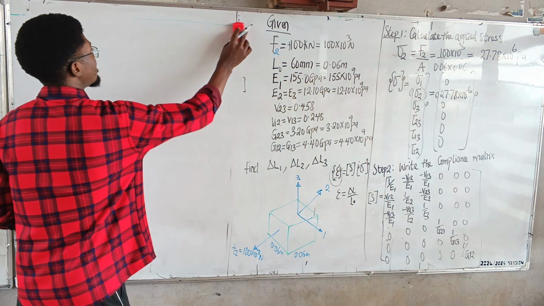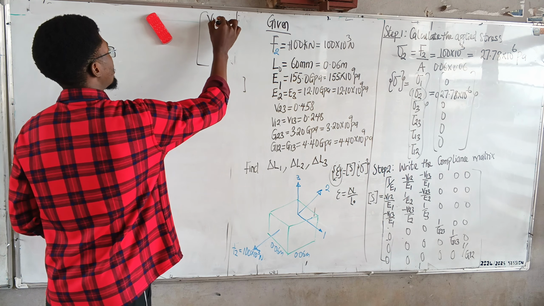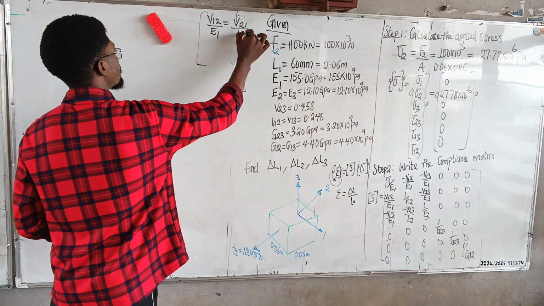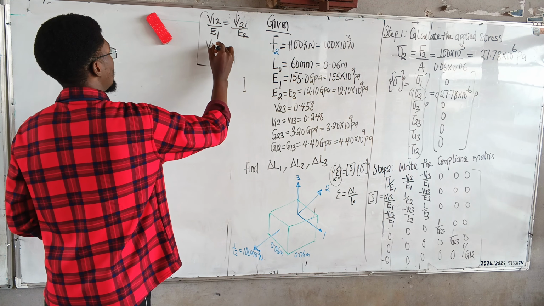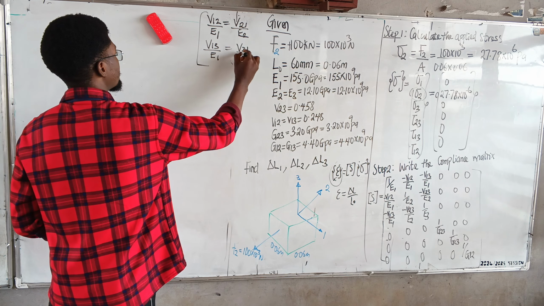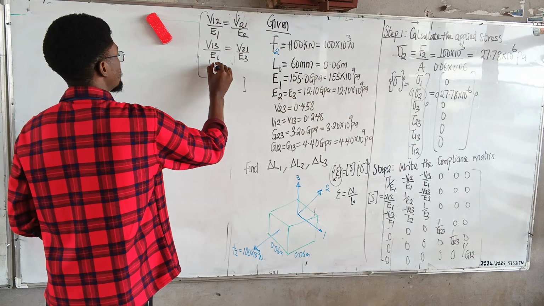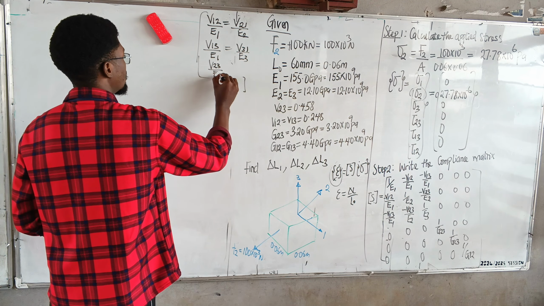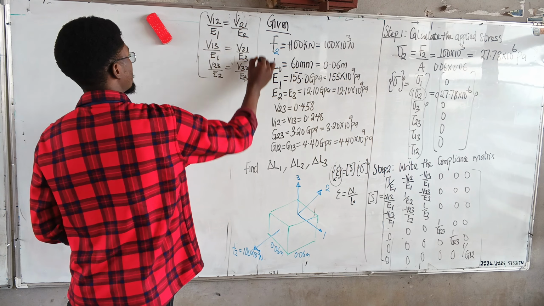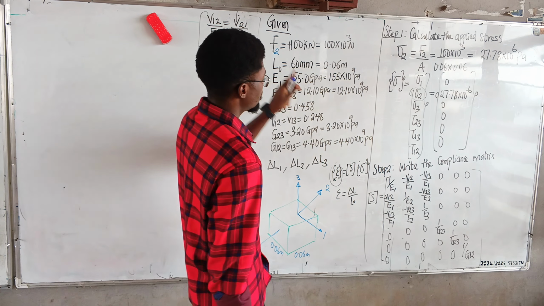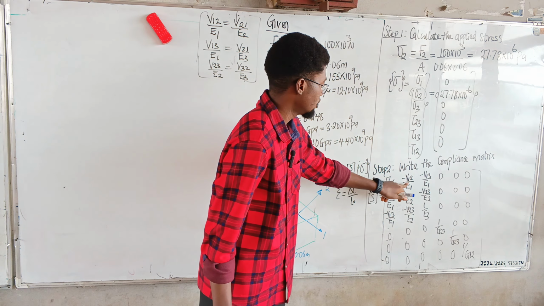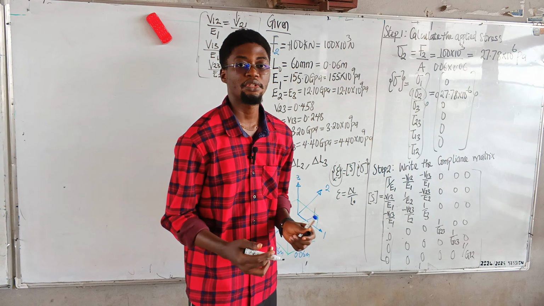So for reciprocity, we said that V12 over E1 is equal to V21 over E2. We also said V13 over E1 is equal to V31 over E3, and V23 over E2 is the same thing as V32 over E3. So this is what we said. Either you choose to use V12 over E1 here, or you replace it with V21 over E2, it will still give you the same thing. I just wanted to clarify that.